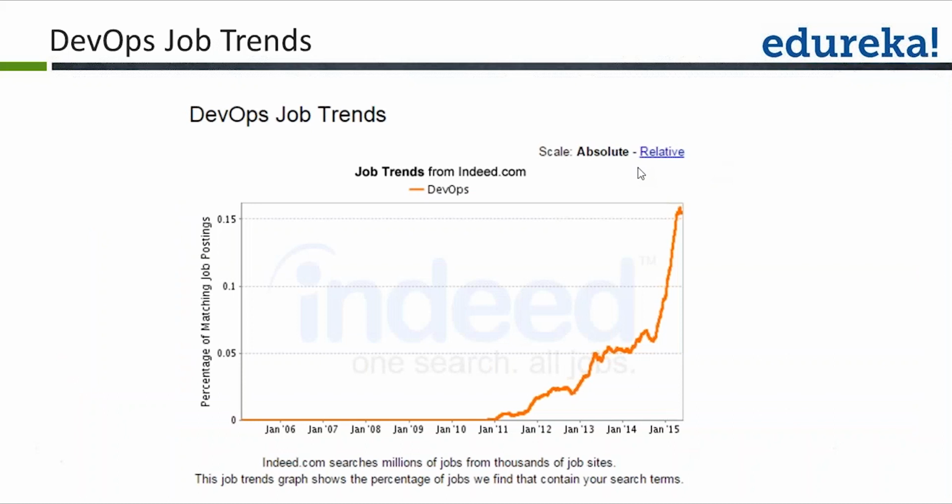So let's take a look at what the job trends are. It started from 2011 onwards, and this year there has been an exponential growth in requirement of DevOps people. Now these DevOps people belong to different areas. DevOps is not a unified or single term where one person is called the DevOps person. There are different zones in DevOps also.